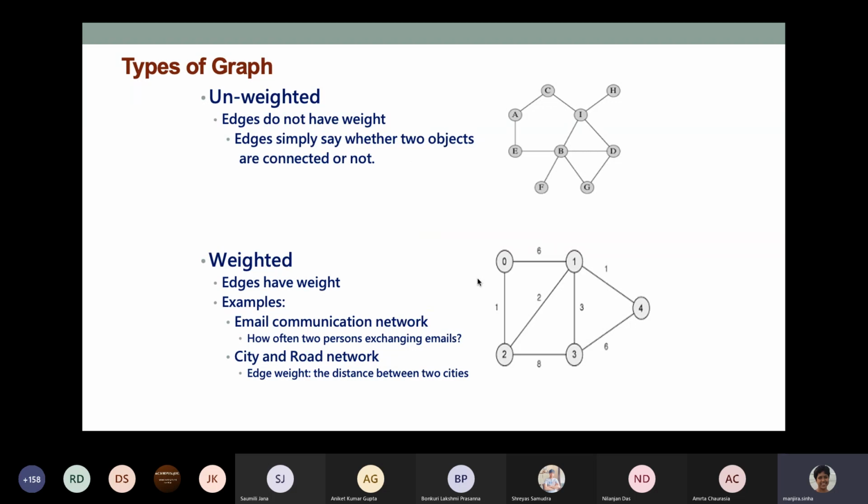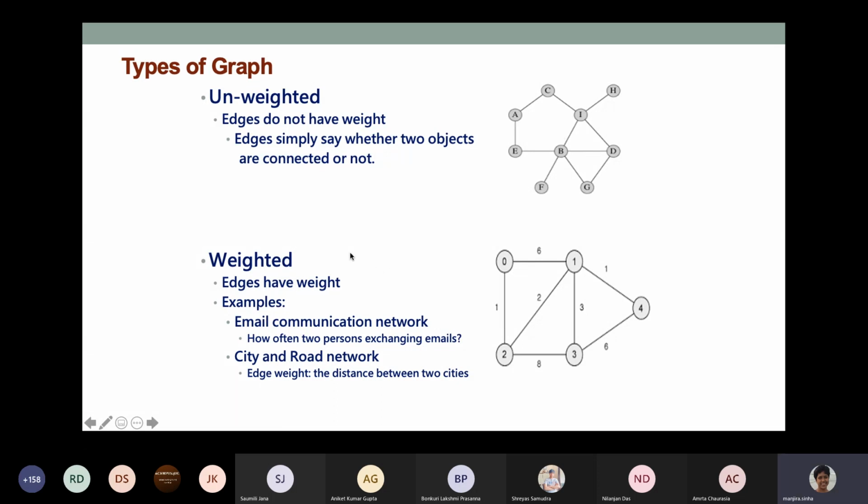There are different types of graphs, like unweighted graphs or weighted graphs. If you recall your basic graph theory or mathematics, you have learned about them. In an unweighted graph, the edges do not have weight, or we can say that all the edges have similar importance. The only thing that matters is whether two nodes are connected to each other or not. Like A and C are, but E and I are not.